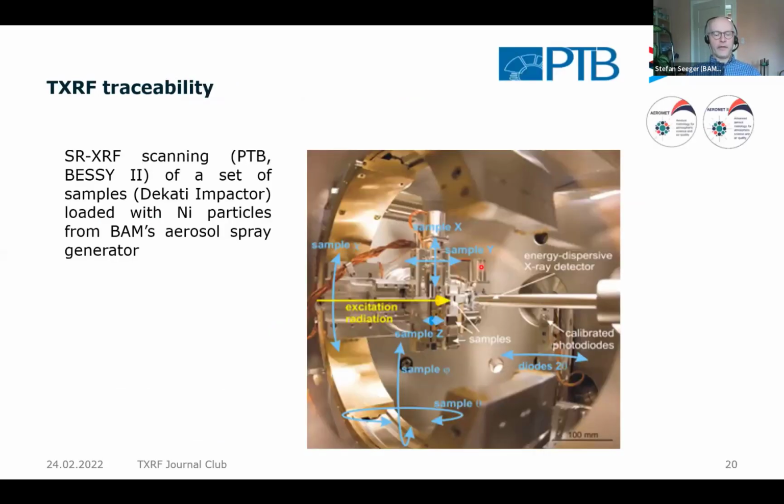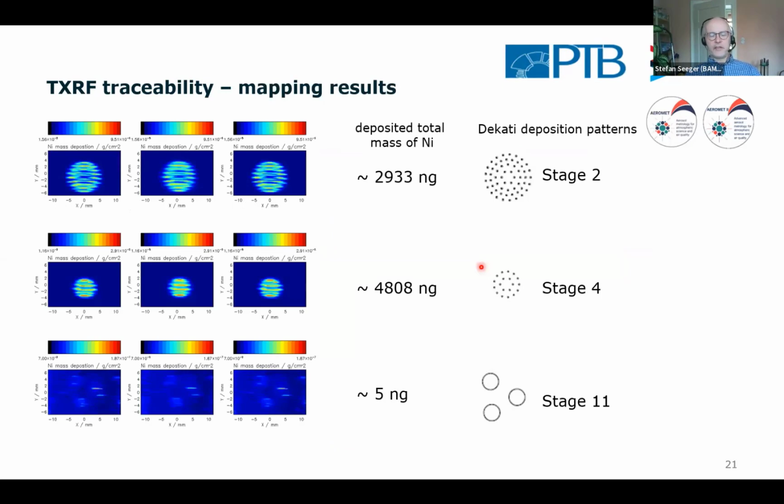And just for information, as has been shown several times here and on other occasions, this is a device where the mapping scans have been done at the BESSY II synchrotron by our PTB colleagues. And well, here are some of the results. I do not show all the data we have, but here just representing stages 2, 4, and 11 of the Ducati impactor. And for each of these patterns, we did a scan.